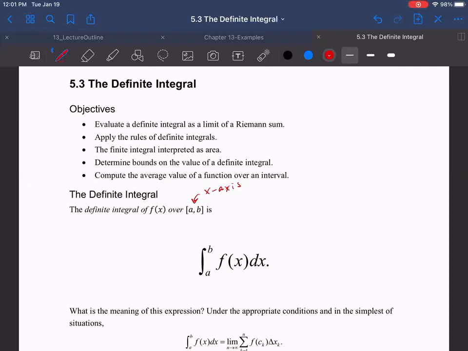And the way you essentially read this is you have this integral sign right here. That is actually an elongated s for sum. And that's basically telling us to take our infinite sum. This number written down here is our lower limit of integration. This up here will be our upper limit of integration.